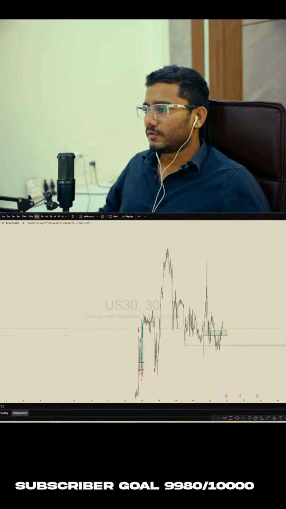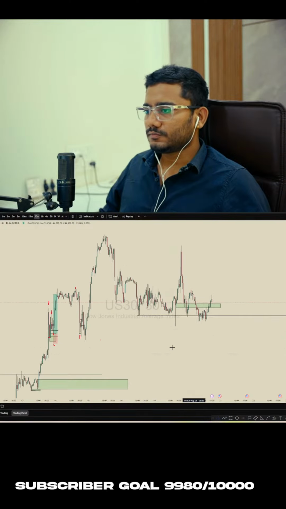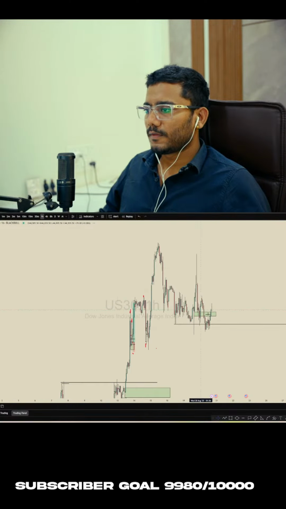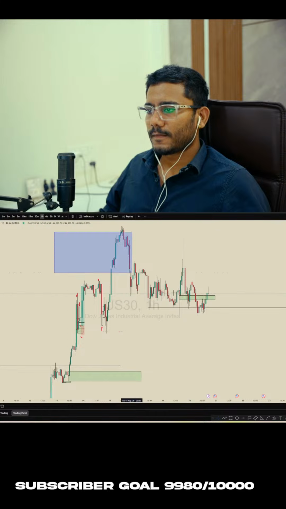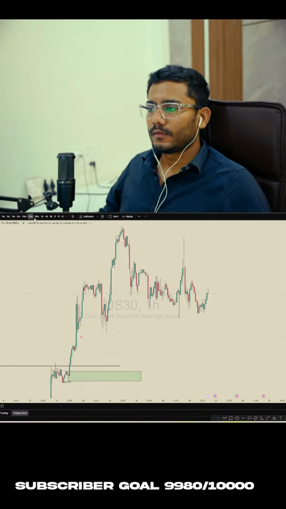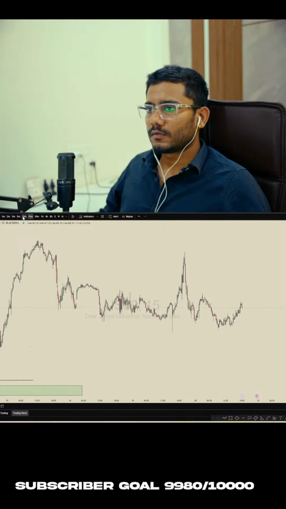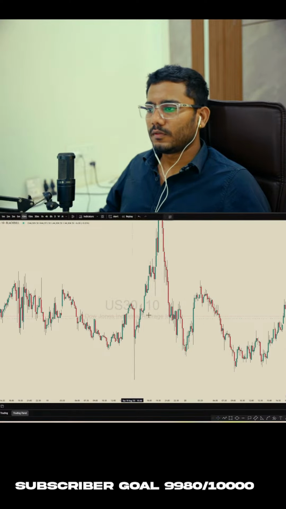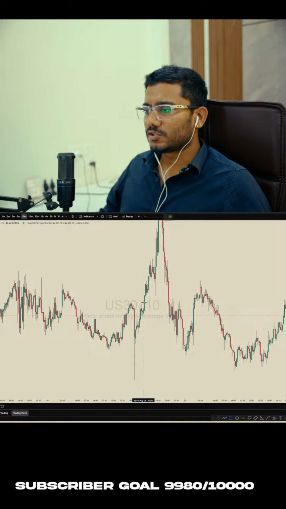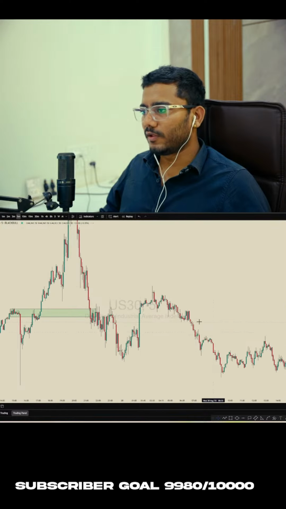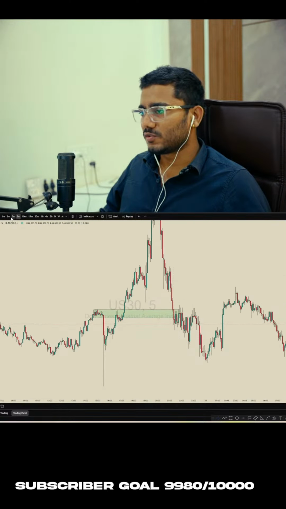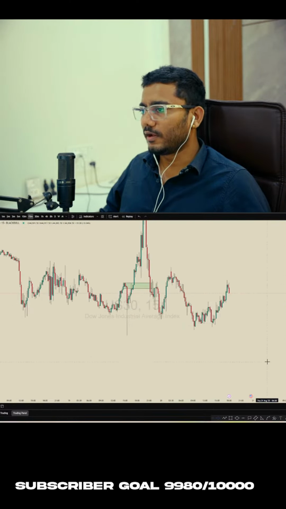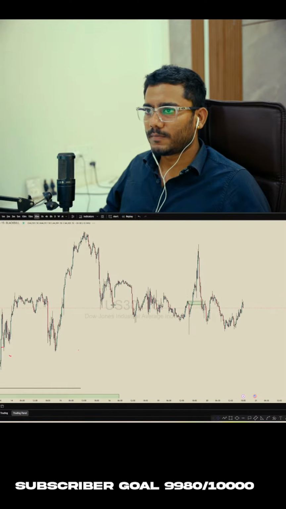Let's see US 30. Here I marked this order block, but then price broke the structure because this is a candle which swept out this liquidity, we have the breaker block, and price directly, without giving any engulfing, broke the structure. So this is what I'm saying when I say we need an engulfing or a confirmation.